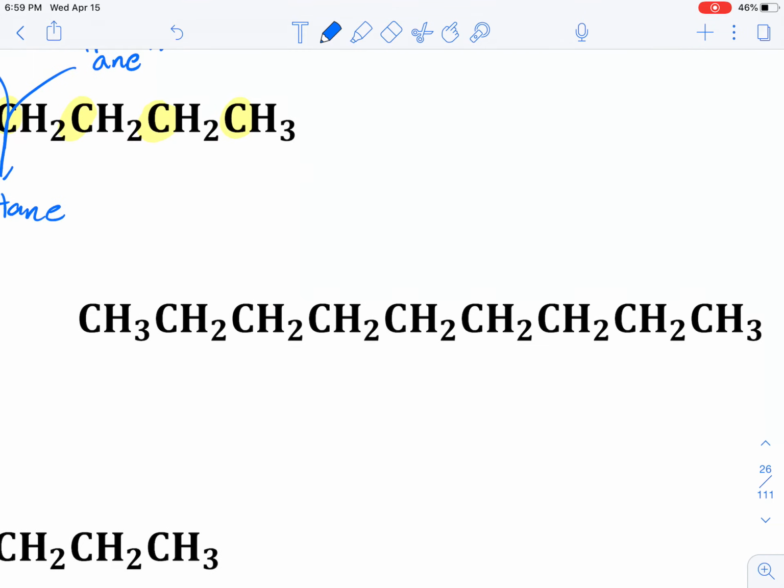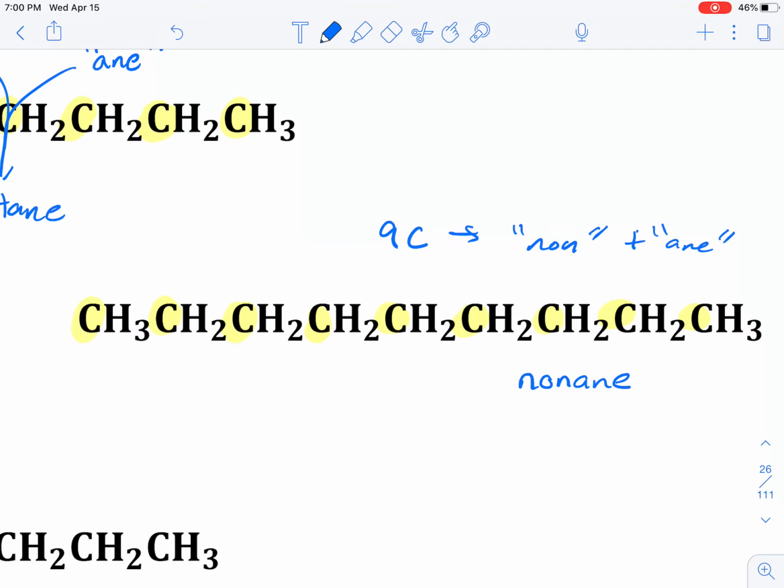All right, so same idea for this example. We're just going to count the number of carbons. 1, 2, 3, 4, 5, 6, 7, 8, 9. And so if we have 9 carbons, the prefix is going to be non. And then since there are no double bonds or triple bonds, then we're going to add ane. So overall, the name of this structure is nonane.